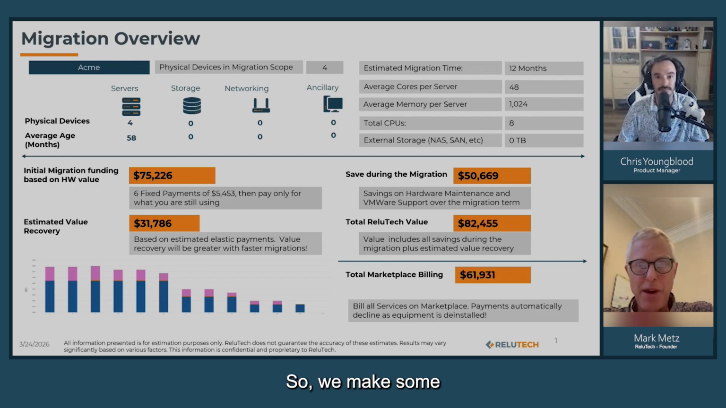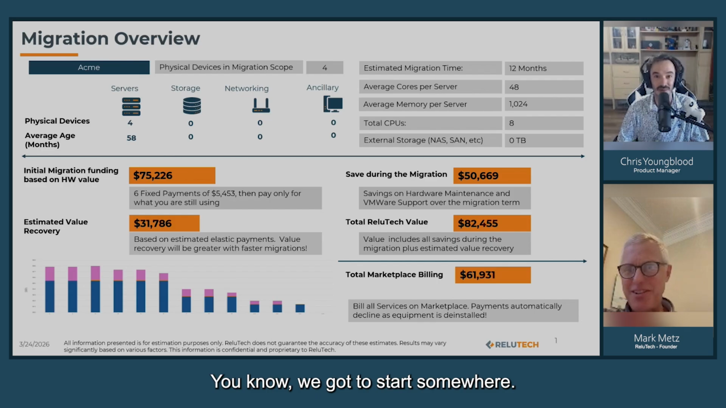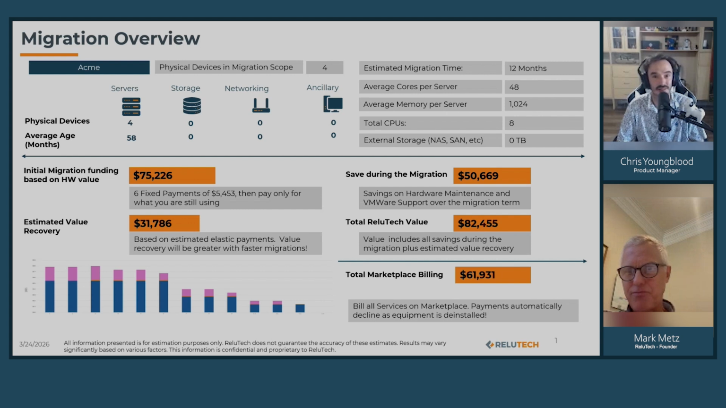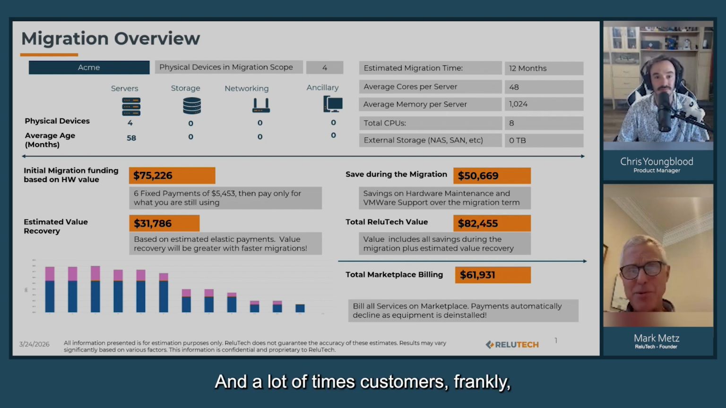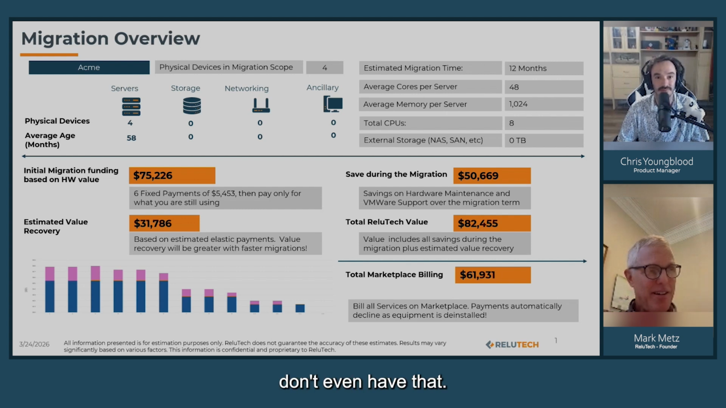So we make some basic assumptions right off the bat. If we have no information from the customer, pretty often we've got to start somewhere, but we also then sometimes prove, hey, there might be a conversation here, even based on limited information. And a lot of times customers, frankly, don't even have that. They struggle finding the information. So we can model it and we can come really close to what the actuals are.